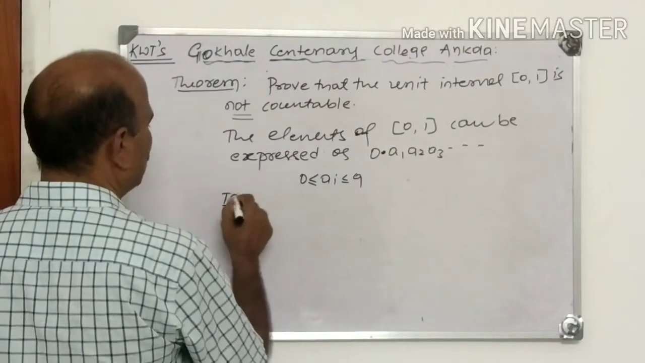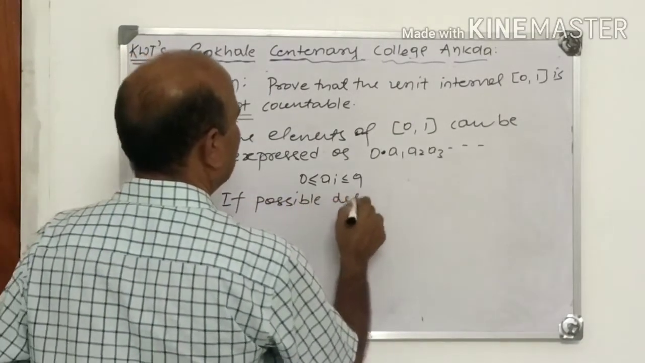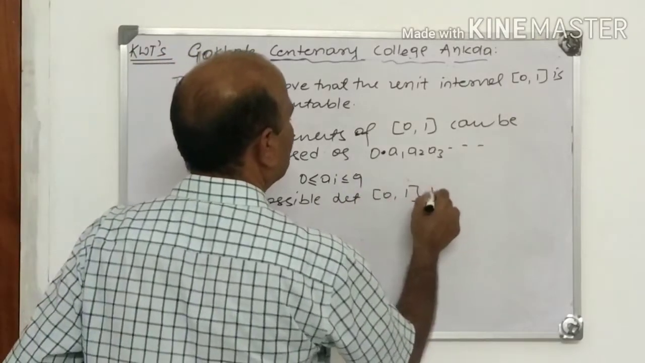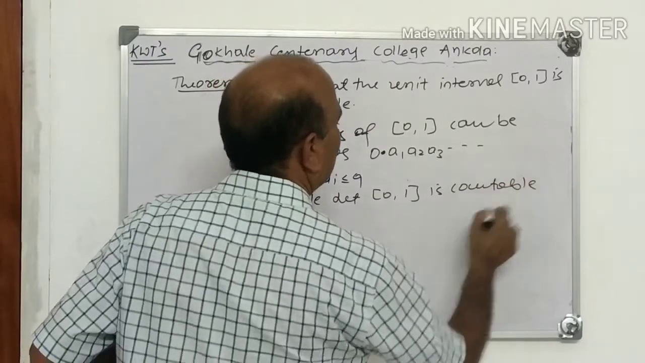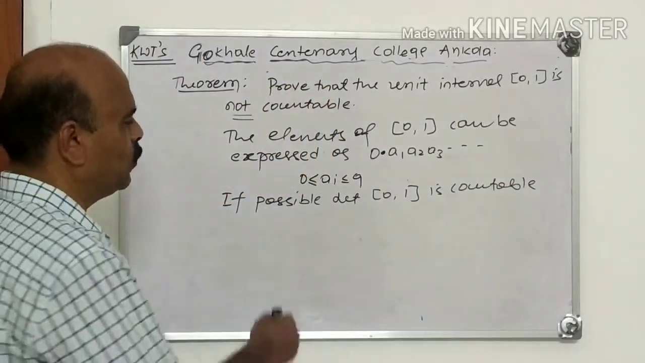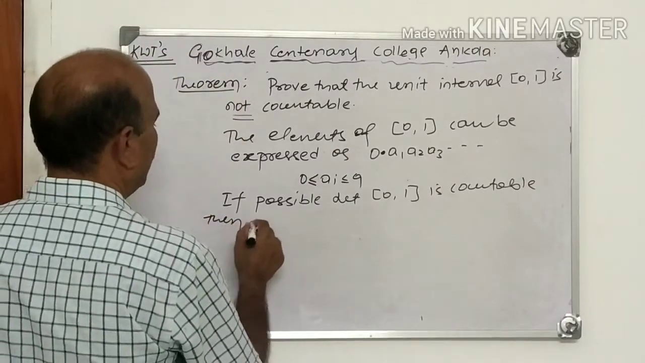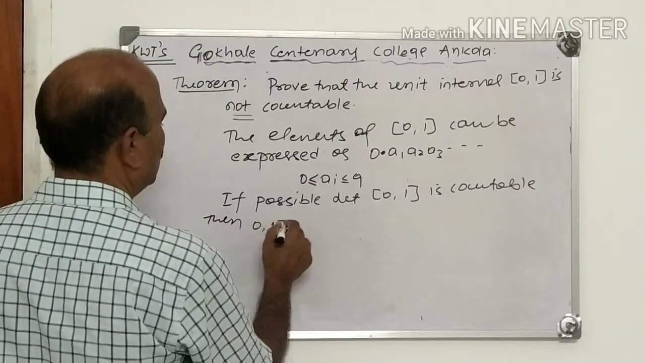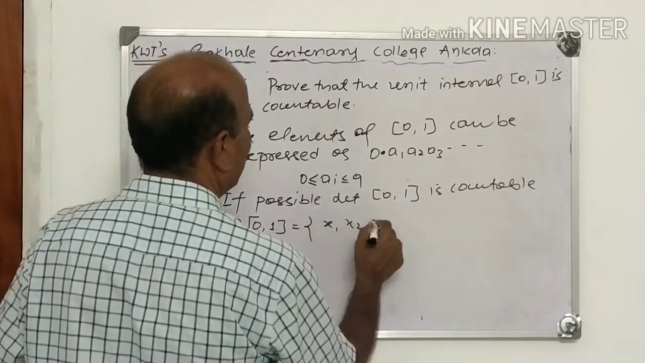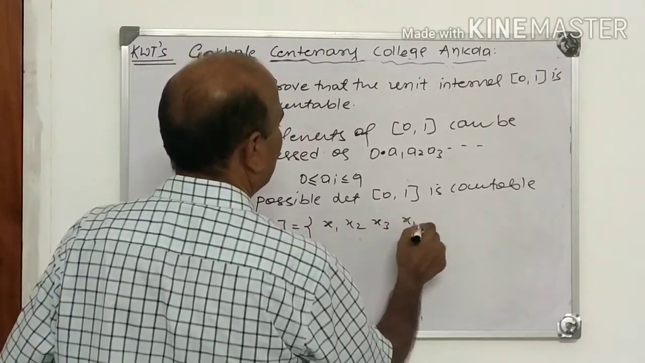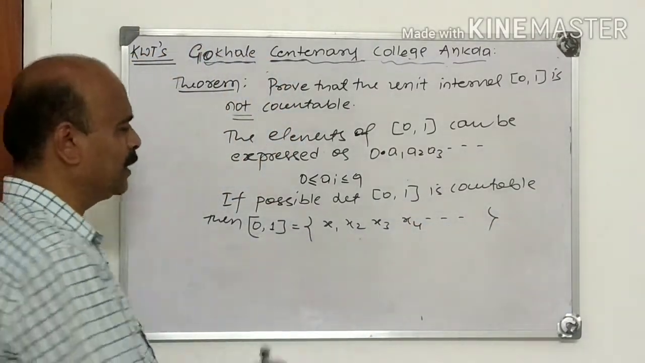Now, if possible, let 0 1 be countable. So it is our assumption, but we get some contradiction for this. Then the set 0 1 can be written as x1, x2, x3, x4 and so on. We can enumerate the elements of 0 1 like this.